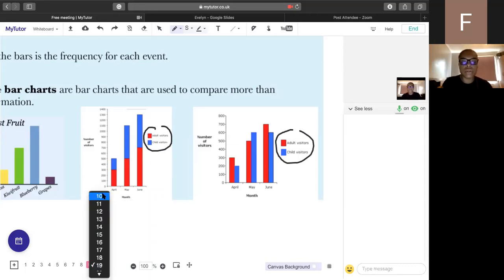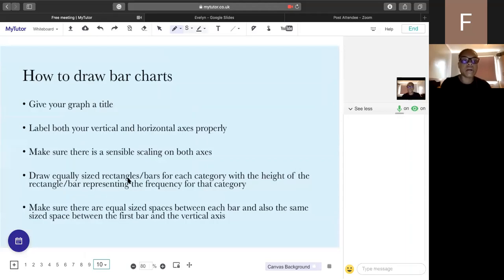So let's go through how to draw bar charts. One thing to remember, if you were given a blank grid and they asked you to draw a bar chart, always remember to title your bar chart. Remembering to give a title will give you a mark, but if you forget to do it, you can lose a mark by not titling your graph, so make sure you do it. Label your vertical and horizontal axes properly and make sure that you use a sensible scale.